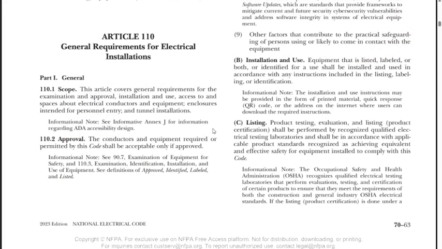I don't think there's anything here in the beginning that really needs too much of a breakdown, because again, we've done already a lot of explaining. For example, let's start here with 110.2 approval.